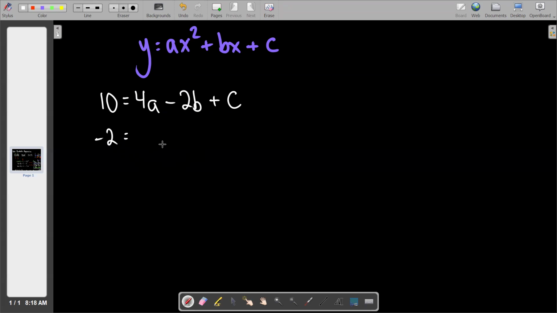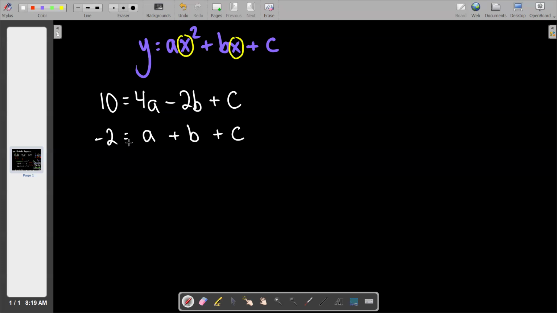Equals a plus b plus c. You've got to remember that once you use the y, the -2, you don't use it again. You just put x where these little yellow circles are, okay? So you do the x twice, but the y you only have to do once.